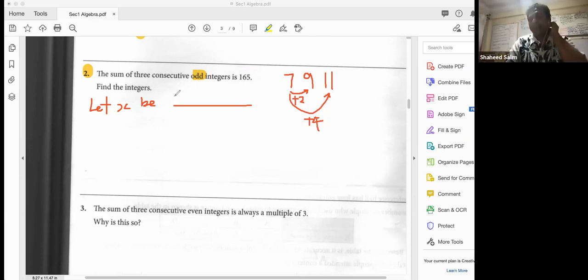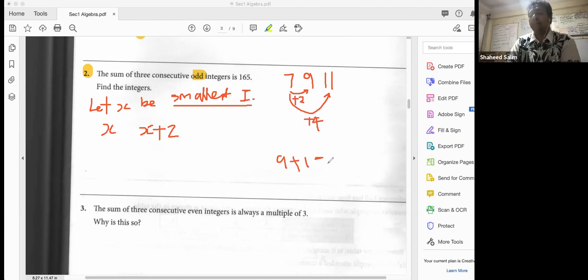So what to do? We let x be the smallest integer. We write down here, x smallest integer. So what are the three numbers? The three numbers are x, then the next one is x plus 2. Why plus 2? Because you must plus 2 to get the next odd number. 7 plus 1, you get an even number. You don't believe, you choose any odd number. Let's say 9. You plus 1, you get 10. So this one is not an odd number. Wrong. You must plus 2. You plus 2, then you get 11.